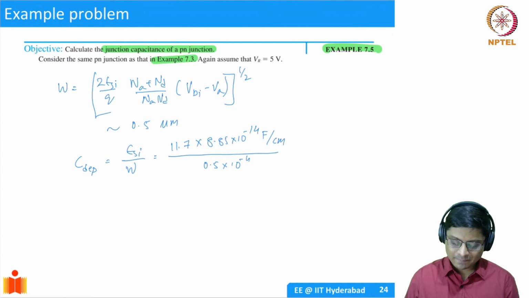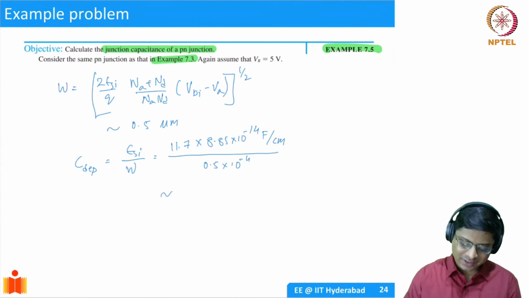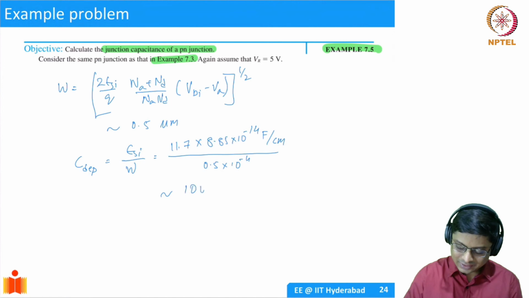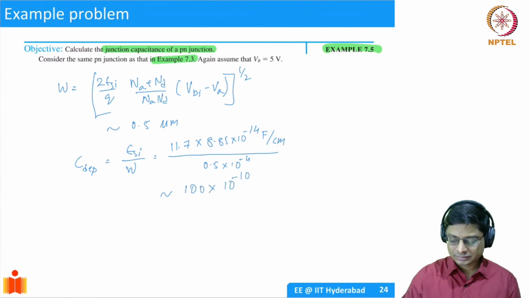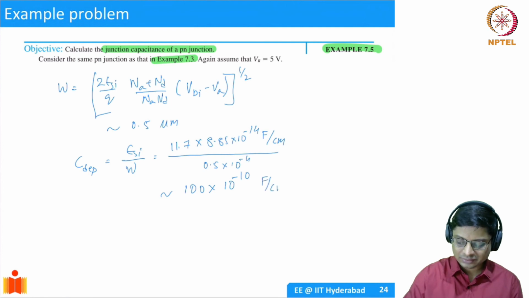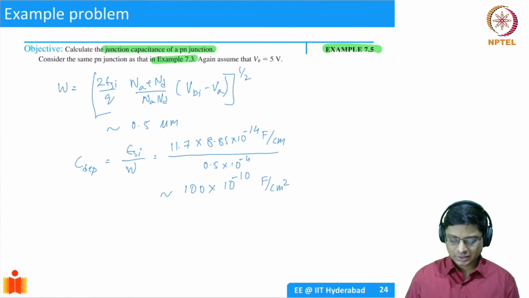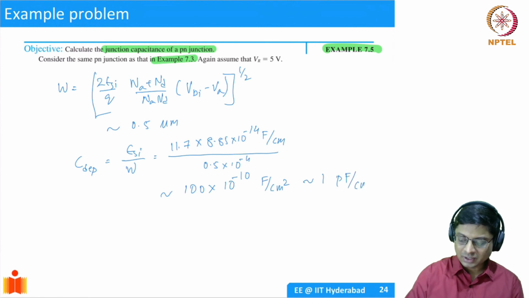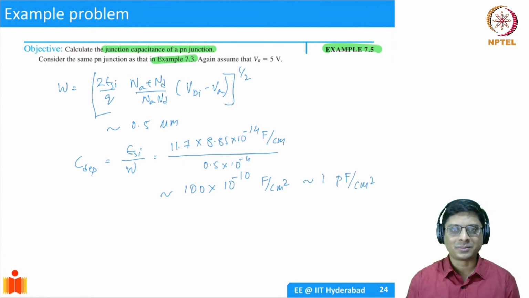So you see what this is going to be, something in the order of 11. I'll make it 10, that one also I'll make it 10. 10 into 10, 100. 100 into 10 power minus 10, farad per centimeter square. So this is equal to 1 picofarad per centimeter square. Of course, this is not the correct solution for the problem, by the way. You understand that by now.